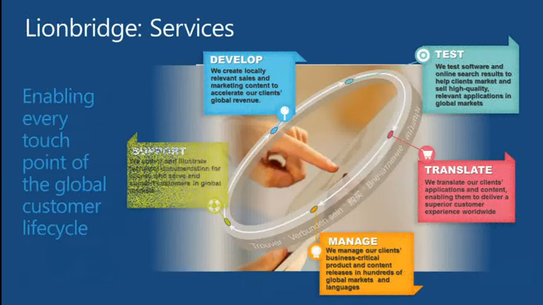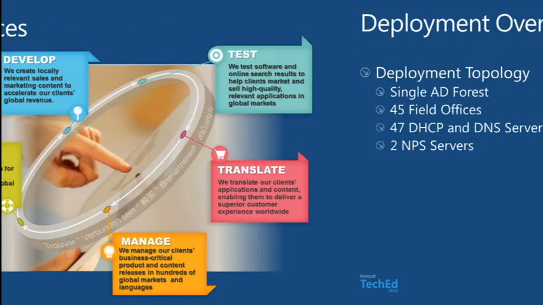I work for a company called Linebridge, and we are basically a service provider. The organization is a global organization providing localization and translation services to the companies of the world that need to ship stuff in multiple languages. And as part of that, we have to build an infrastructure that has lots of different sites and, as a result, lots of IP addresses that need this management functionality.